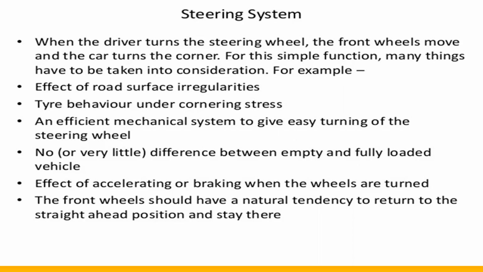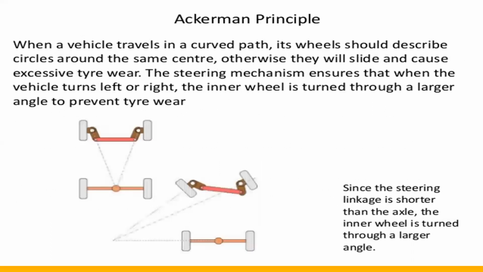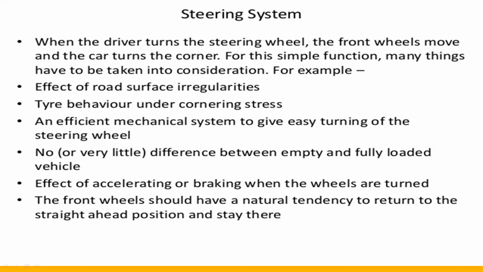And next one, tire behavior under cornering stress. The cornering stresses are acting on the tire. You can observe the cornering areas. The cornering areas are affected by the road surface irregularities, and the tire behavior under cornering stresses is acting on those wheels. And an efficient mechanical system to give easy turning of the steering wheel.